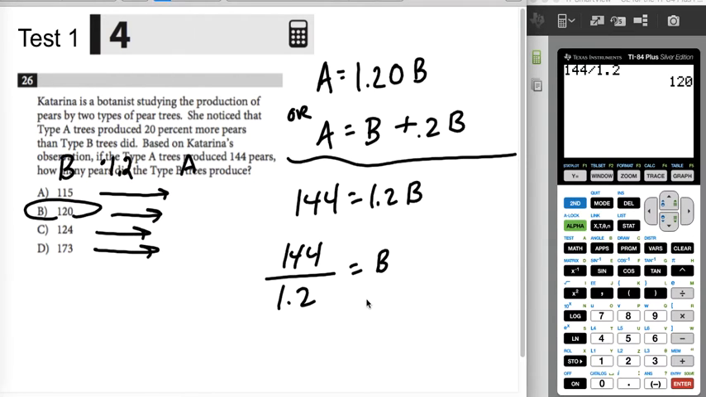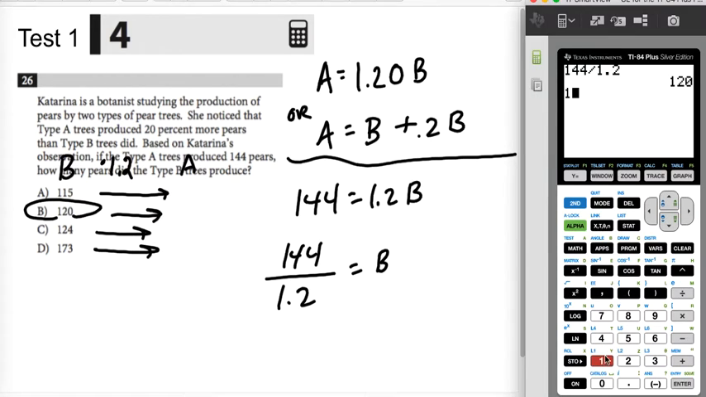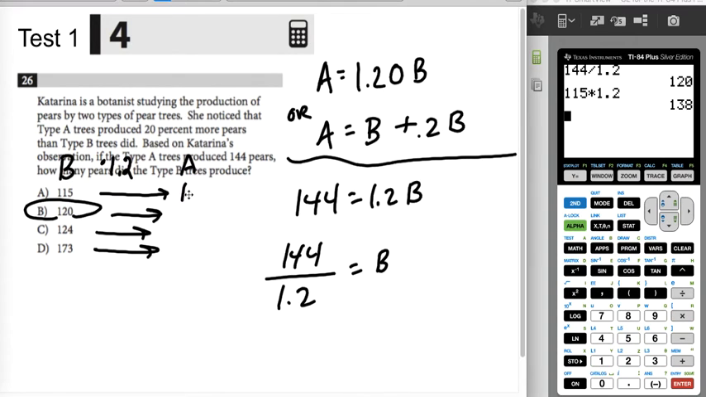So if you didn't want to solve, you could take the B answer and multiply it by 1.2. This would be 138. I'm not supposed to get 138. I'm supposed to get 144, so it's not that answer. And you could do the same thing for the others.